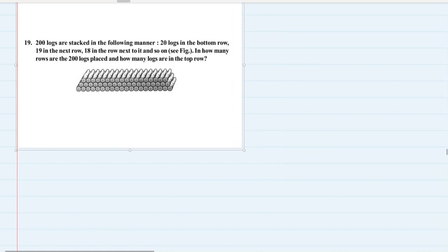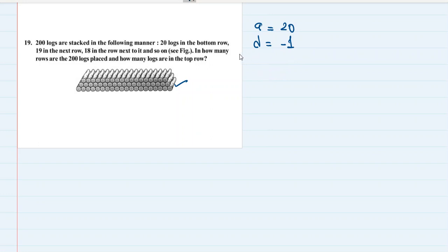Okay, next question. 200 logs are stacked in the following manner. 20 logs in the bottom row, 19 in the next row, 18 in the next row, just like the figure which shows over here. In how many rows are the 200 logs placed and how many logs are placed in the top row? Very good question. So the first term of this AP is 20. 20 logs are placed in the bottom row, so we'll start from the bottom row only. The second term is 19. So the common difference is minus 1. One log is less in each row above the bottom row.